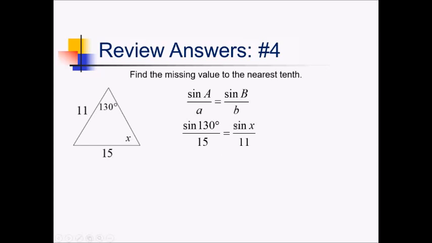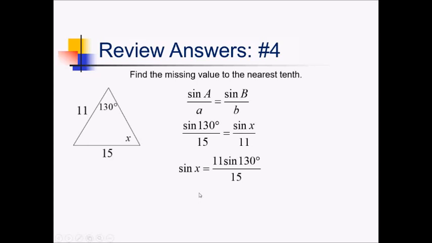So to get x by itself, I first have to get sine of x by itself. So let's multiply both sides by 11. So that gives me 11 sine of 130 over 15. And now to get x, I have to take the inverse sine of all this stuff, which I will now do on the calculator.